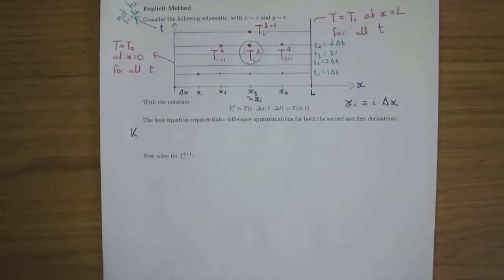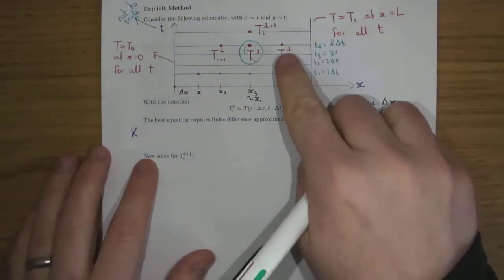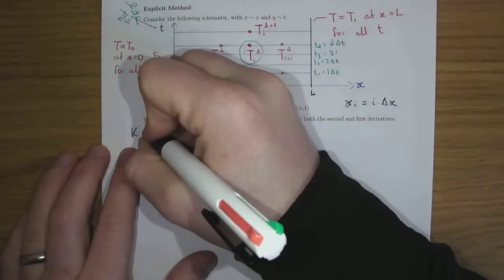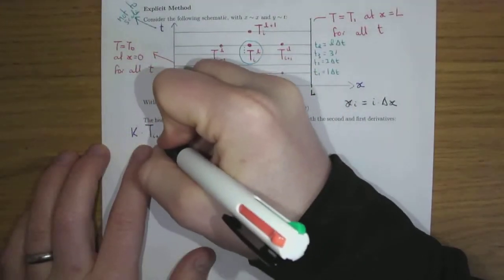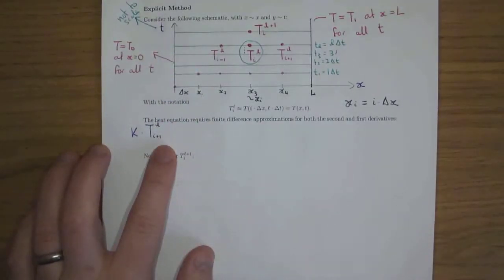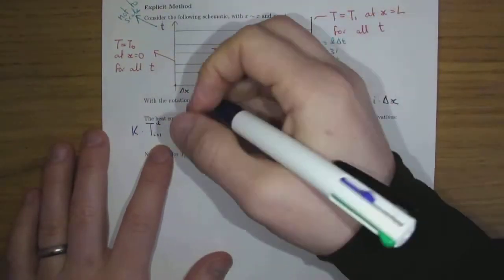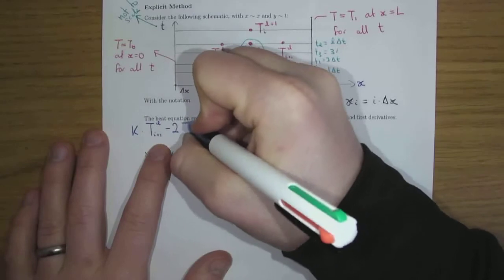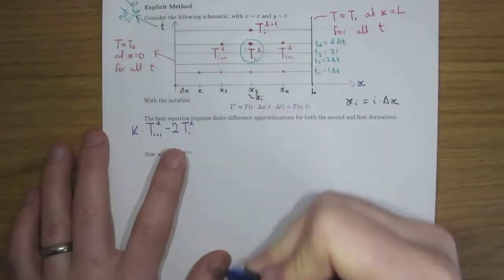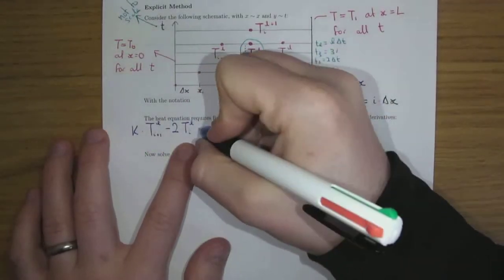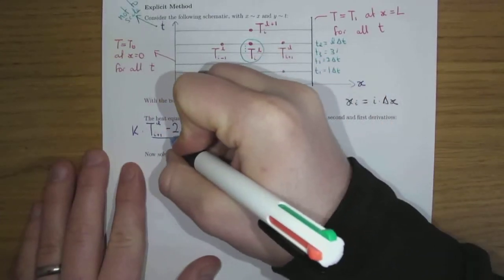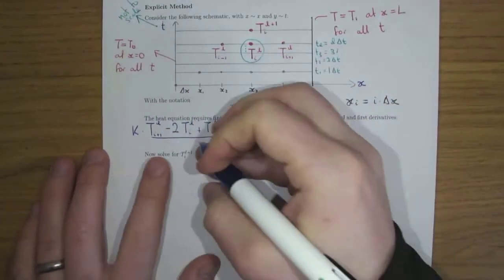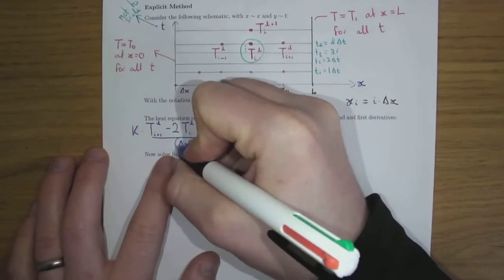That's what I'm referring to here. So next is this thing. Now it's next in terms of x, T_{i+1}^L, minus twice the current in terms of x, minus twice this, plus the previous, which is this, over delta x squared.